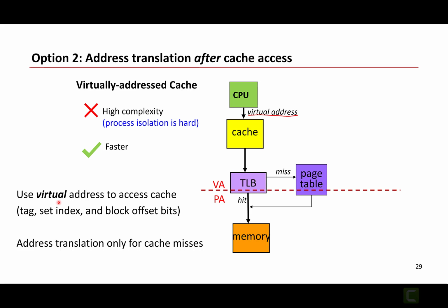And so this is beautiful because now if there is a cache hit, I don't have to do the address translation at all, because the CPU generates the virtual address, you go and access the cache, and you're done. It's only when there is a cache miss that you have to go and do the address translation. So as you can imagine, this design can be faster than a physically addressed cache. Then what's the problem? Well, we'll see in a moment that it can have some higher complexity when it comes to implementing context switches and ensuring process isolation.